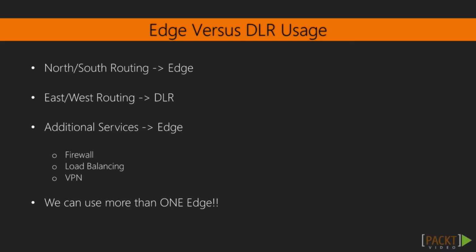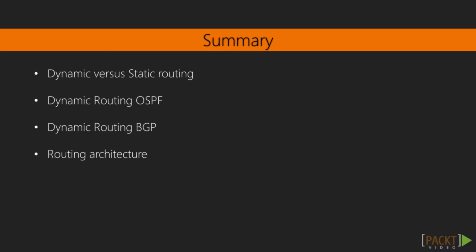So you could enable these services on the north-south edge, but you could also deploy edges into different networks and enable just a subset of these features like load balancing, VPNing, firewalling. You also have the possibility to deploy an edge behind an edge behind an edge. Always keep in mind, we can use more than one edge within our infrastructure. We have covered dynamic and static routing. We covered OSPF and BGP, both dynamic routing.